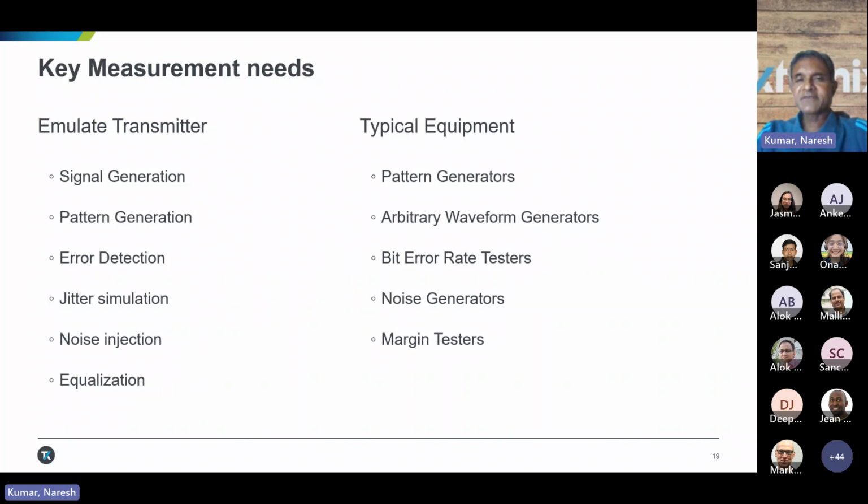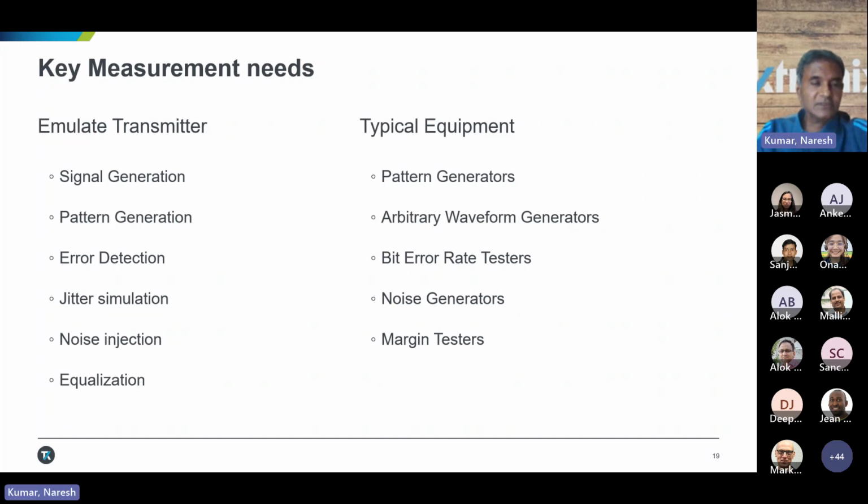What are the typical equipment available for this? There are pattern generators. In fact, you can also say signal generators in some cases, depending on the standard. Arbitrary waveform generators, bit error rate testers, noise generators or noise simulators. Then, of course, margin testers. Actually, margin tester is a concept which was introduced by Tektronix, but I won't be doing a product presentation today. If somebody is interested, we can talk about it in a different way, where we provide for how to test for a margin in a fast way.